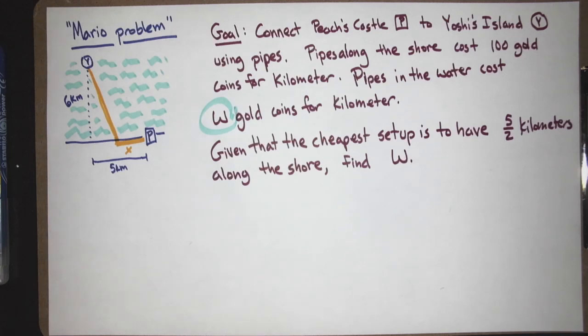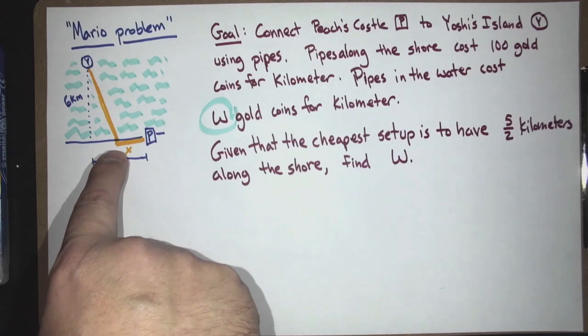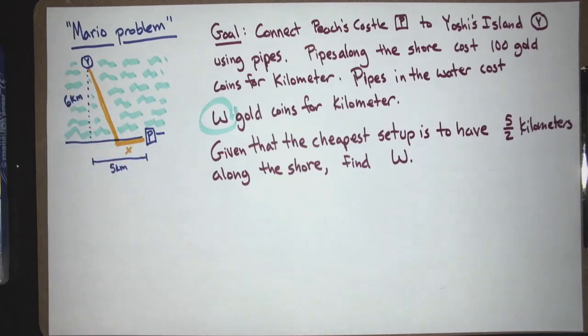We're told that the cheapest setup, in other words, the fewest gold coins, is to do the following: to have the pipe go halfway along the shoreline and then go the rest of the way along the water. The goal is, how expensive does that pipe in the water cost? So it's related to an optimization problem, but now we tell you the answer to the optimization problem. You've got to figure out the problem. Isn't that fun? I think so.